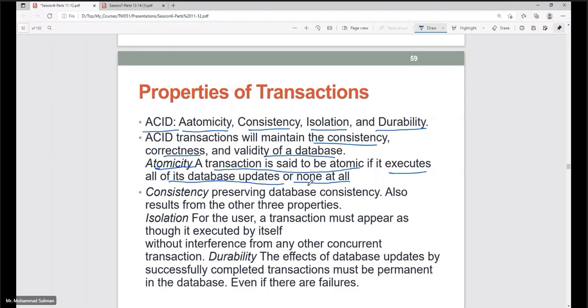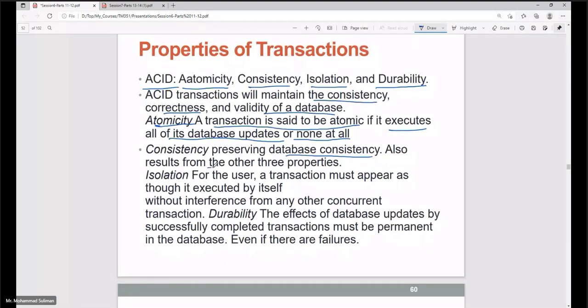The result from the other three properties, that is durability, isolation and atomicity, is that the database should be in a consistent state after you make the transaction. Whether it is a successful or unsuccessful transaction, the database should be in a consistent state.